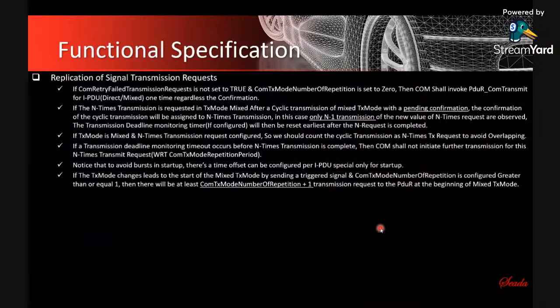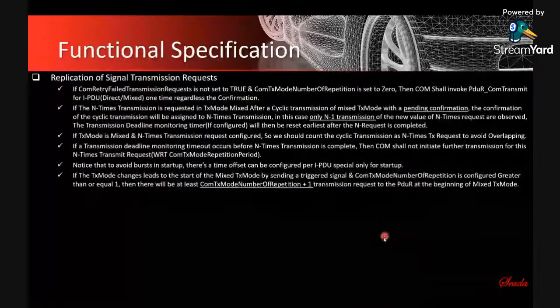Notice that to avoid some burst in the startup, we have a time offset that can be configured for startups only. There is a startup offset time which you can configure in your configuration tool. We also have some timeouts, for example for the transmission deadline monitoring at normal transmission, but there is a first timeout to be configured at the beginning of the ECU lifetime because, as we know, the initialization may take more time than normal running time. That's why we could increase this timer a little bit at the beginning to avoid any issues, and then it returns to the normal time behavior in the runtime itself.